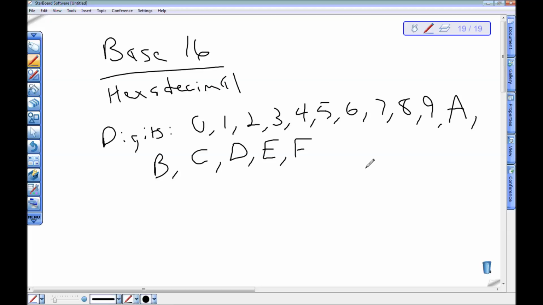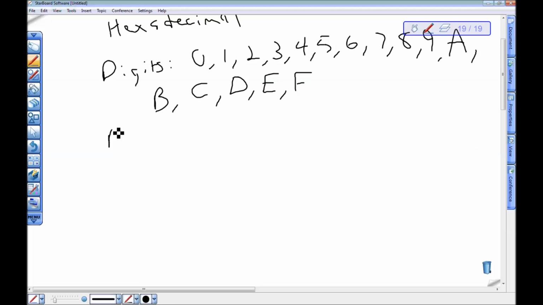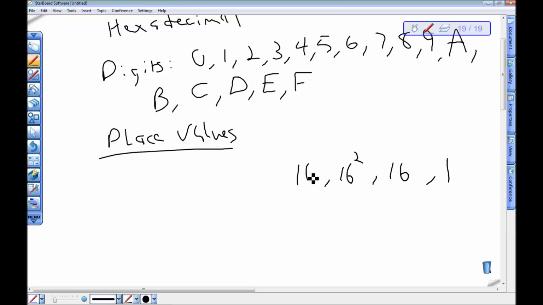Now I have my 16 digits with 0. I need to write all of my numbers. Okay, place values. I'm going to start on the right with 1, and then 16, and then 16 squared, and then 16 cubed, and then 16 to the 4th, and so on. Now this system's place values grow rather rapidly. 16 squared is 256. 16 cubed is 4,096. 16 to the 4th is 65,536. Okay, so a 5-digit hexadecimal number is at least 65,000.